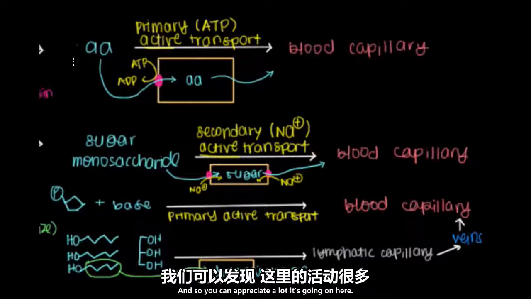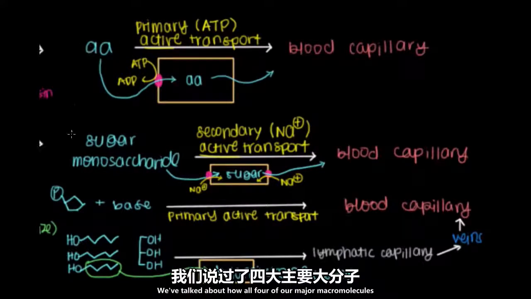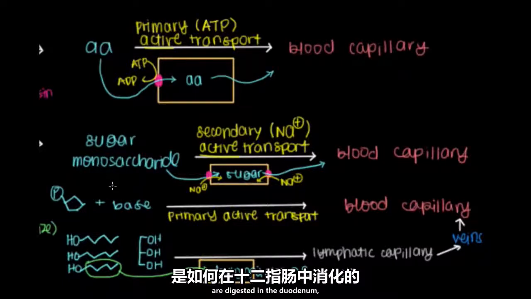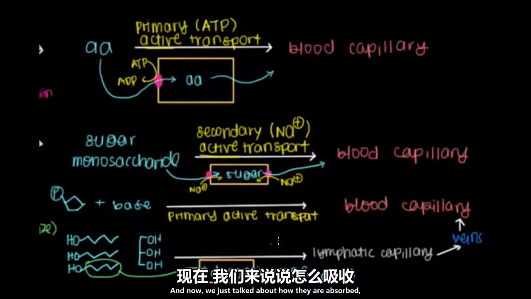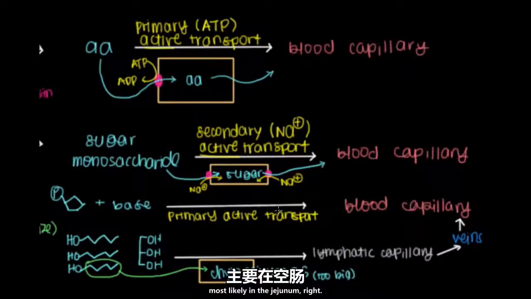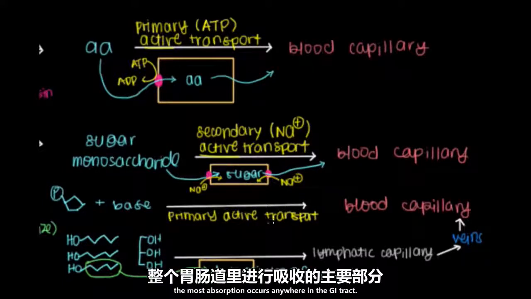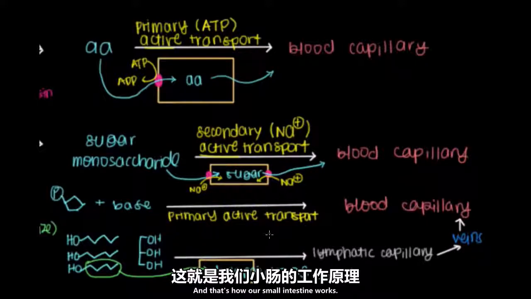And so you can appreciate a lot that's going on here. We've talked about how all 4 of our major macromolecules are digested in the duodenum, the place where the most digestion occurs in the GI tract. And now we just talked about how they're absorbed, most likely in the jejunum, right? Because the jejunum is where the most absorption occurs anywhere in the GI tract. And that's how our small intestine works.